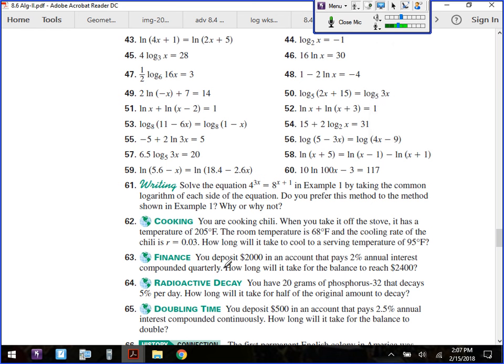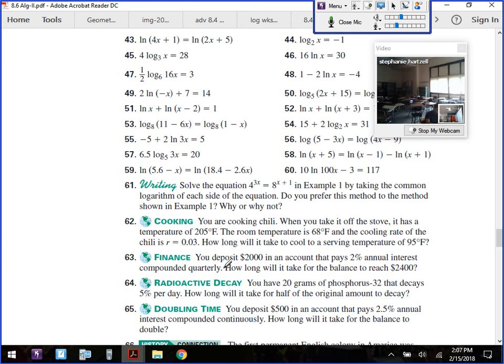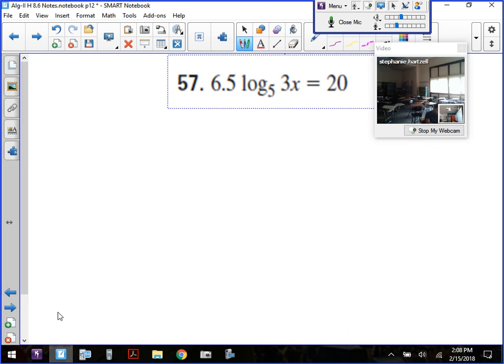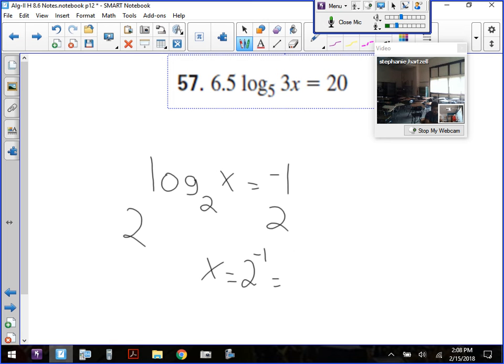So log base 2 of x is, that won't work. That one? So in this case here, I have nothing to move on the left-hand side, so I have to exponentiate it with a 2. By exponentiating it, 2 to the log base 2 of x becomes x, and 2 to the negative 1 is 1/2.